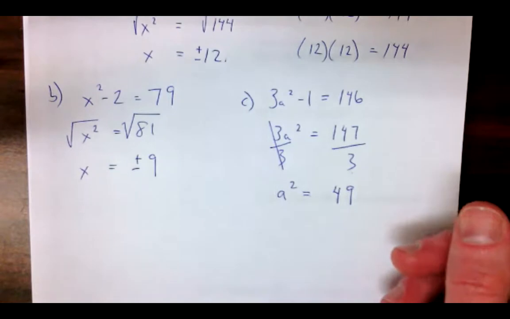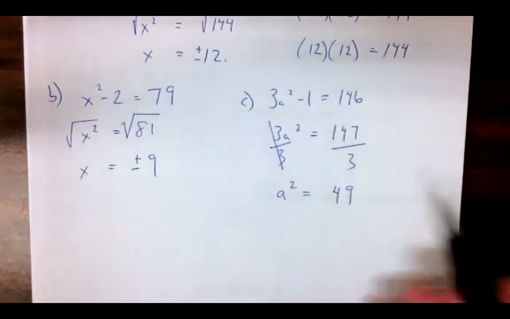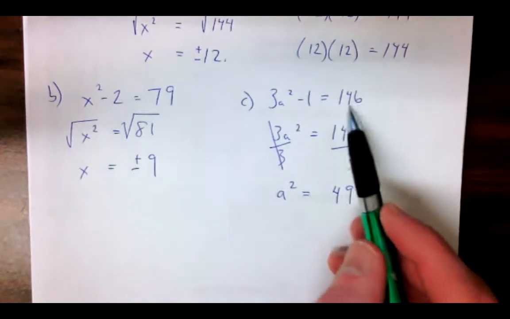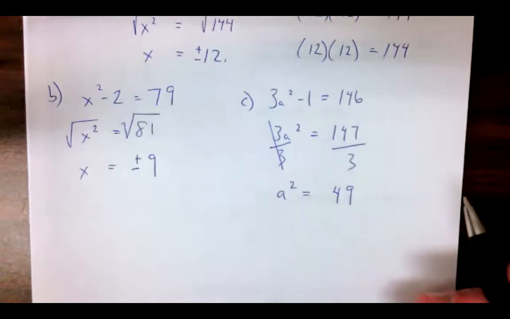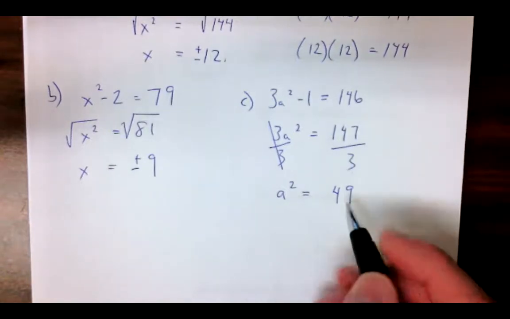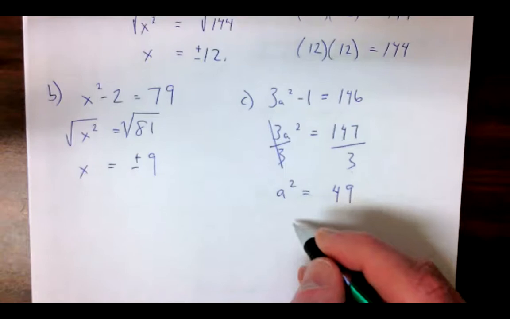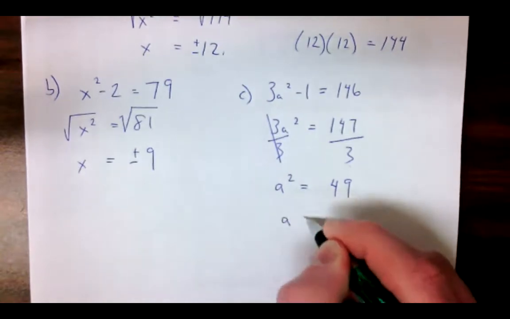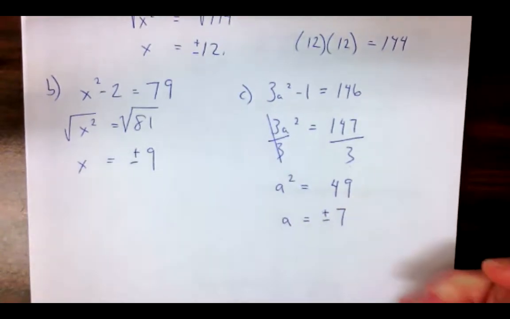Now I know I don't want you using a calculator, and I know some of this would take a bit of time. There's a very small chance you're going to get numbers this big to work with. We root both sides. This way we're going to start skipping some steps. a equals plus or minus 7.